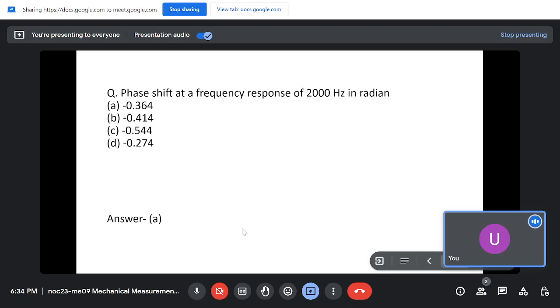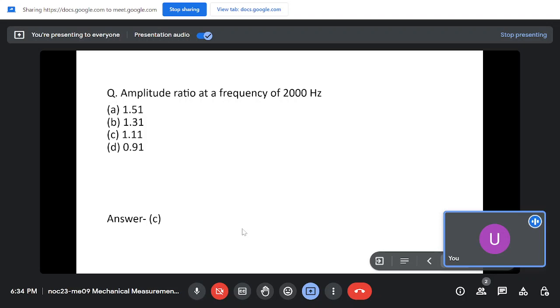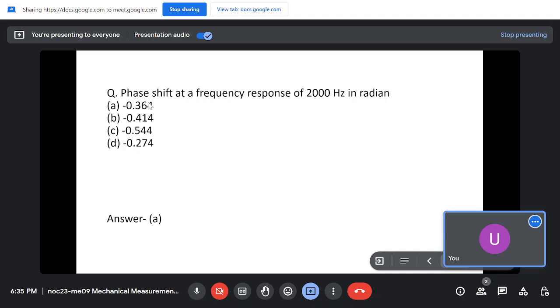Phase angle is minus 0.364, option A. The amplitude ratio is option C, 1.11, and the resonance frequency is 4000 hertz, option A. Sorry, it's a mistake, so you can take either option A or D. You can take it as option A, 4500. I'll make changes here and upload the corrected slide. So you can take option A or D.